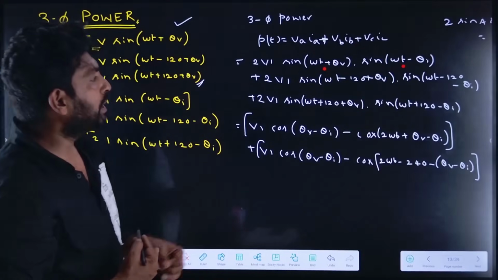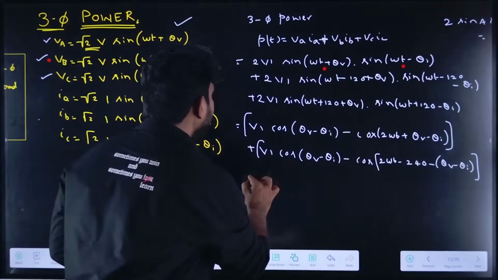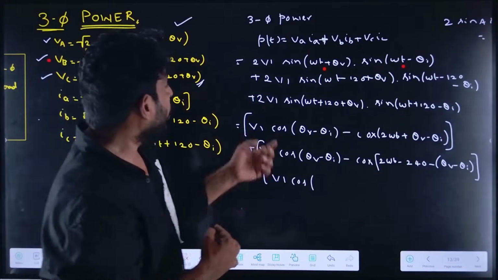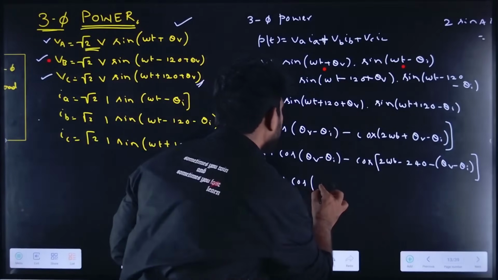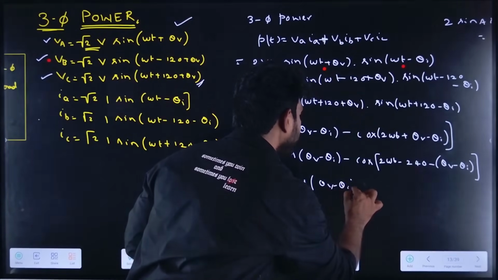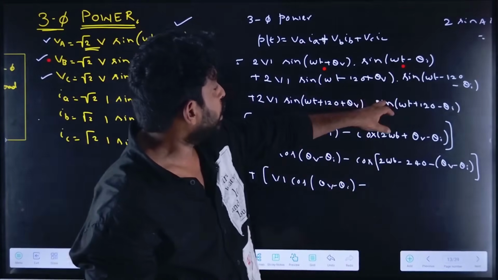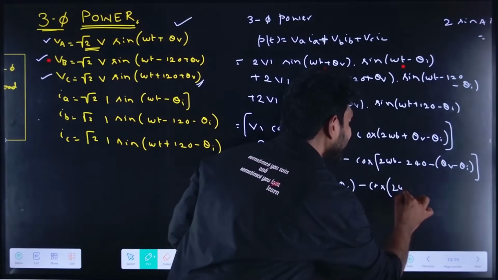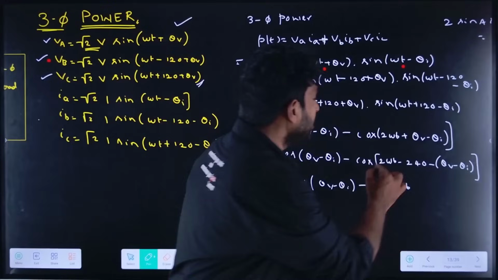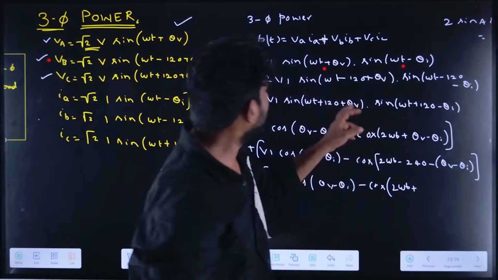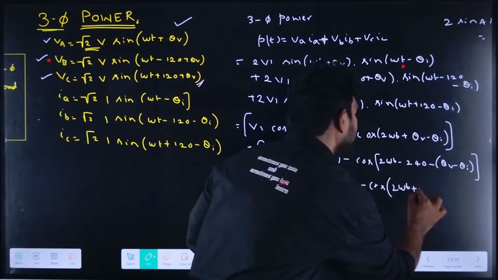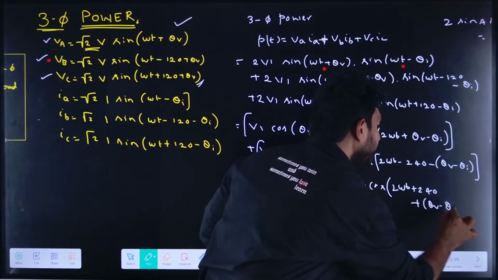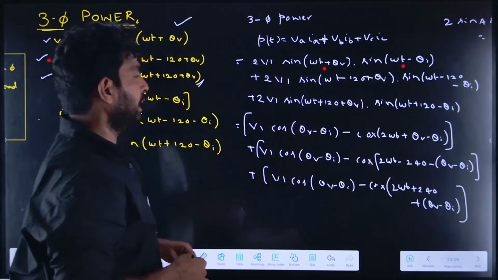Similarly, if you observe, the third one is VI cos(theta V minus theta I) minus cos of 2 omega t. Here it is plus 120 plus 120, which is 240, plus theta V minus theta I.